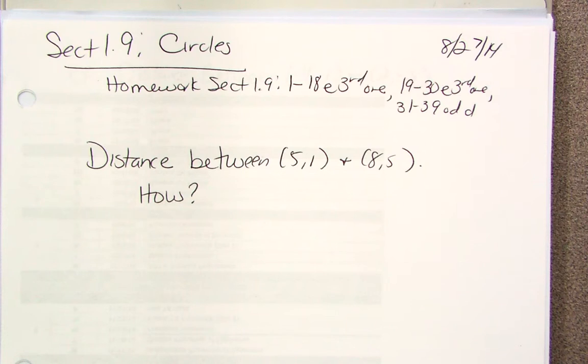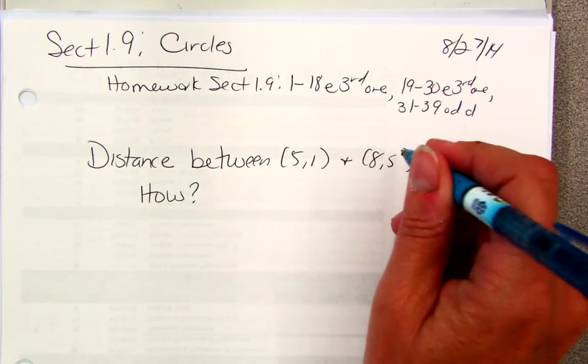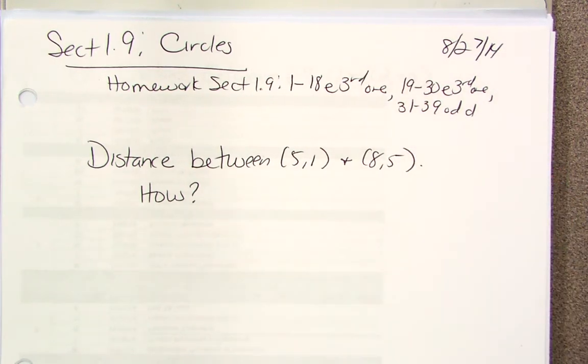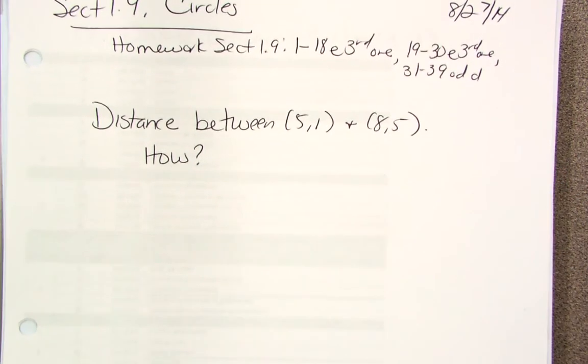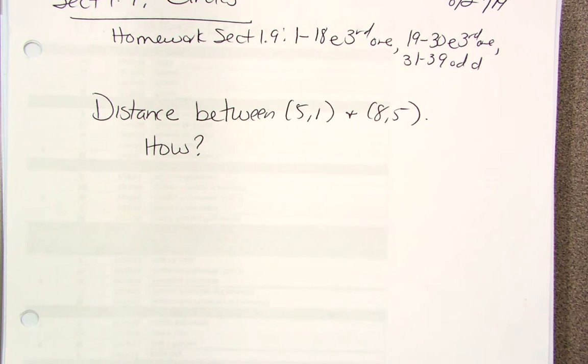So you want to go home and do this tonight so you can ask me questions tomorrow. And then my question to you is, how do you find the distance between the points (5, 1) and (8, 5)? How do you find that distance? I don't know. I'm asking you right now. You have to do this. How do you find the distance?